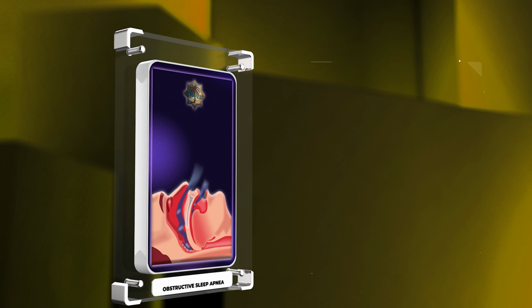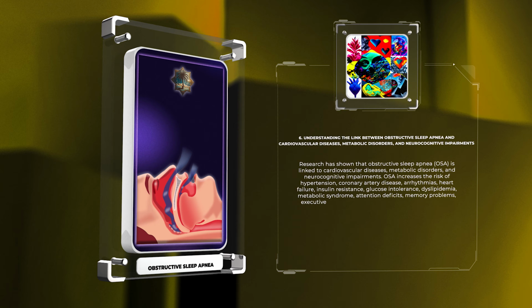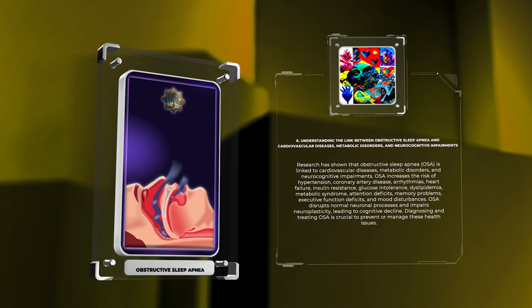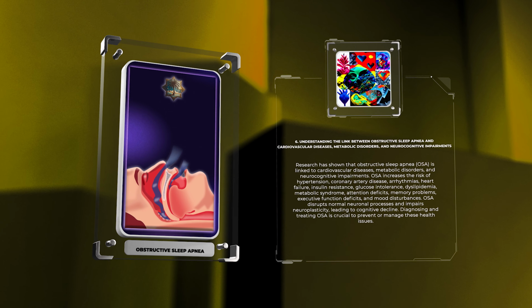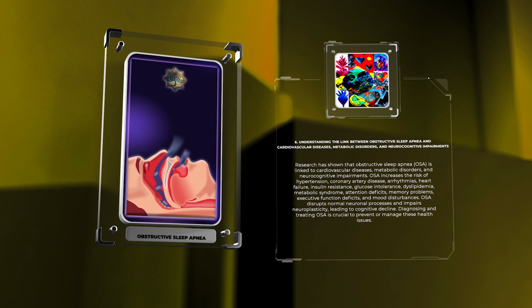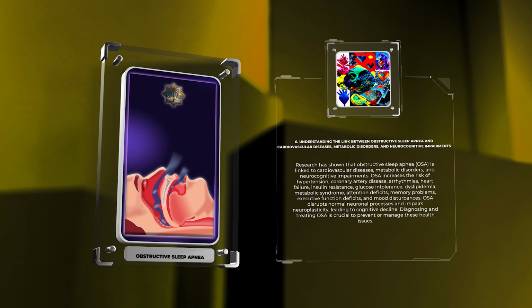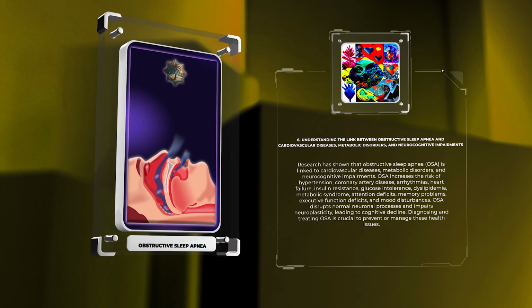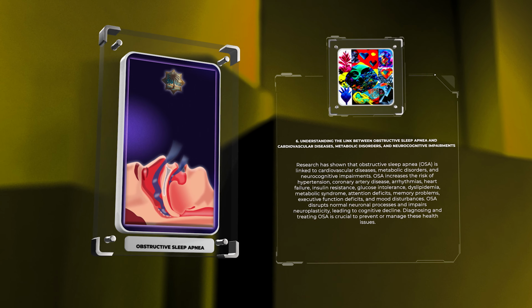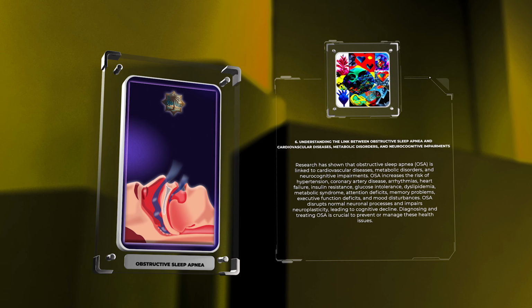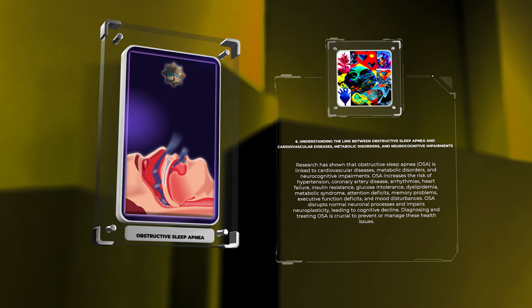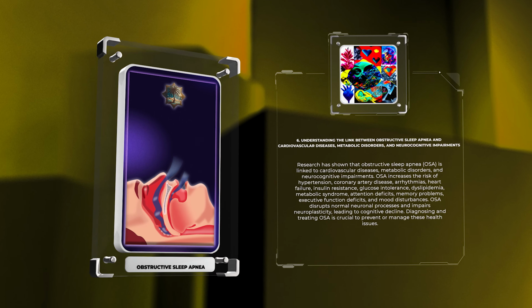Research has shown that obstructive sleep apnea, OSA, is linked to cardiovascular diseases, metabolic disorders, and neurocognitive impairments. OSA increases the risk of hypertension, coronary artery disease, arrhythmias, heart failure, insulin resistance, glucose intolerance, dyslipidemia, metabolic syndrome, attention deficits, memory problems, executive function deficits, and mood disturbances. OSA disrupts normal neuronal processes and impairs neuroplasticity, leading to cognitive decline. Diagnosing and treating OSA is crucial to prevent or manage these health issues.